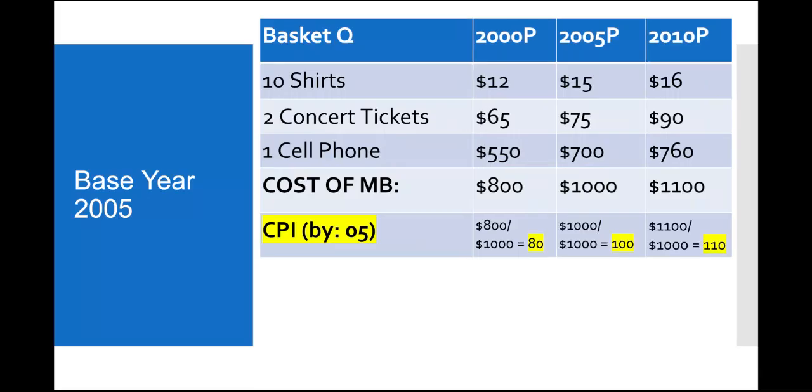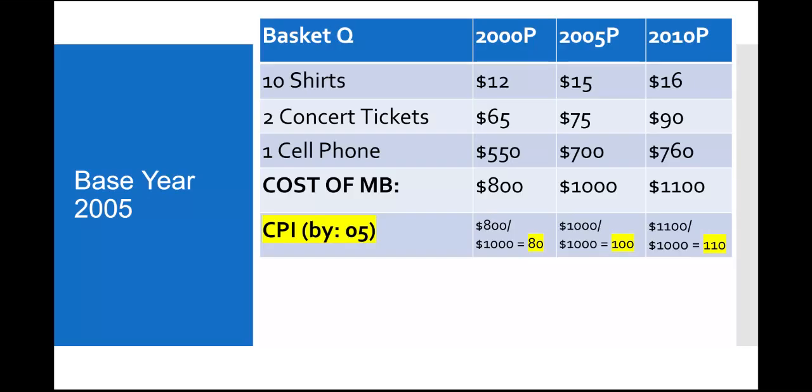So one more time, here are your correct answers. In 2000, we would have had $800 as the cost of the basket in 2000 divided by $1,000, the cost of the basket in 2005, and that would give you a CPI value of 80. In 2005, the base year, just like GDP deflator, in the base year, the value of this will always be 100 because we'll be dividing the value of the base year by itself. And in 2010, 1,100 divided by 1,000 will give us a CPI value of 110.